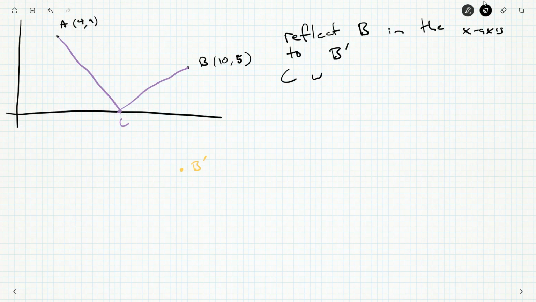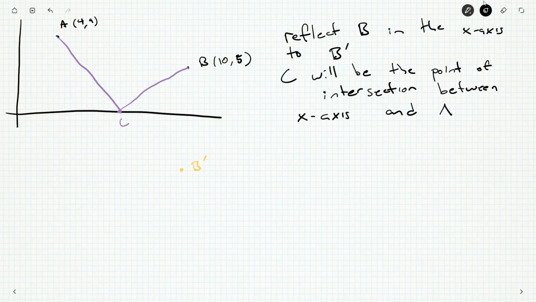So C will be the point of intersection between the x-axis and the line A, B prime. Okay. So that's the idea. That's where the answer will lie. Now, why does this work? Because we have to justify this. Why does this work? Okay.